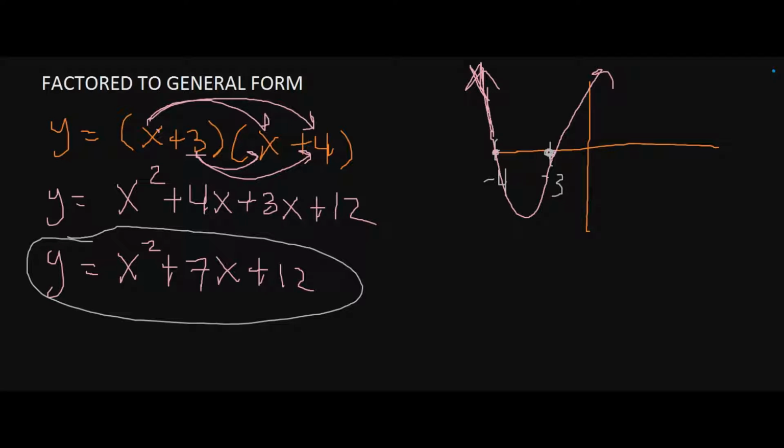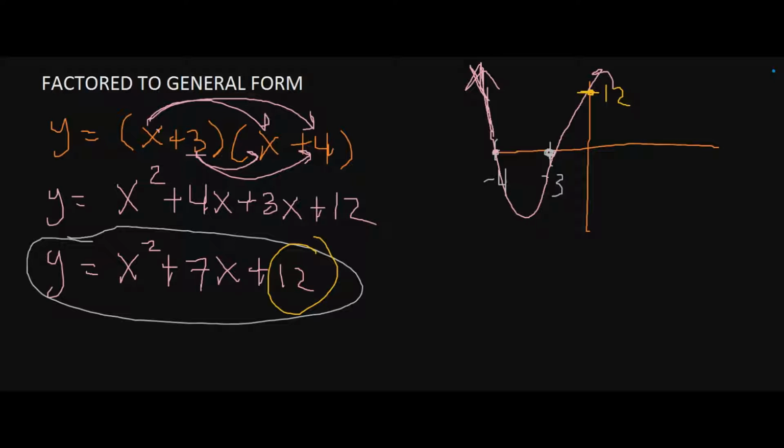All right. Well, you might be asking, what does general form tell us about the function's graph? Well, it actually tells us this 12 right here tells us the y-intercept. It tells us right here, the y-intercept, that this would be 12. That's where it would intersect. All right. So that's it. That's one way we go from factor to general.